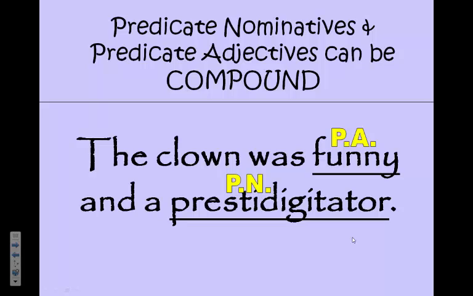All right, this sentence shows how you can have the complements be one of them a predicate adjective and one of them a predicate nominative. And there's a big fancy word in here too. The sentence says, the clown was funny and a prestidigitator. Okay, so clown is the subject. Was is the linking verb. The clown was what? Funny, which is an adjective, so that's a predicate adjective. Clown was a prestidigitator, which is a noun, so that is a predicate nominative.